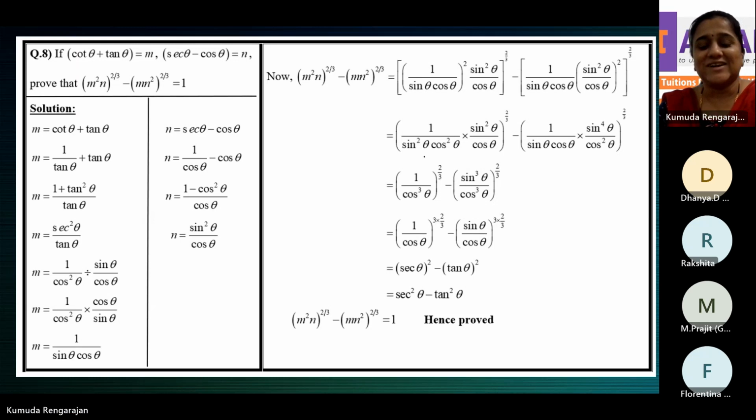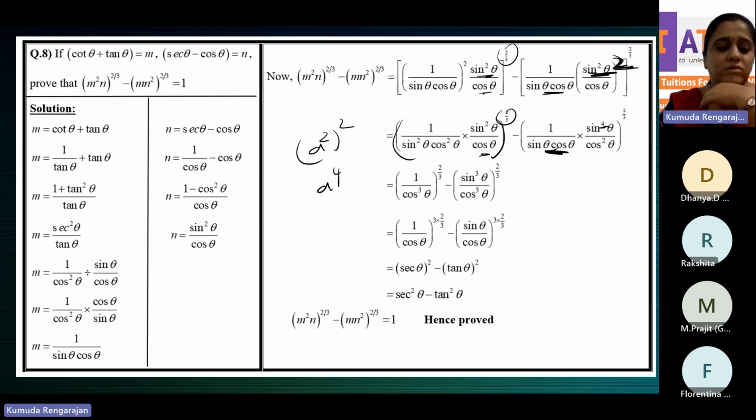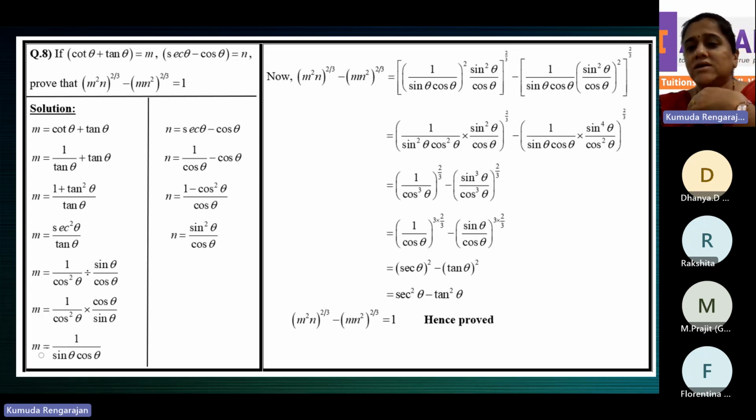Okay. All right. So this one squared and this sine square theta by cos theta as it is, the whole power 2 by 3, minus this one as it is. Here you'll have to square this. Sine square theta, the whole square, is sine theta to the power 4, like a square, the whole square is a to the power 4. And cos theta, the whole square is cos square theta, the whole power 2 by 3.